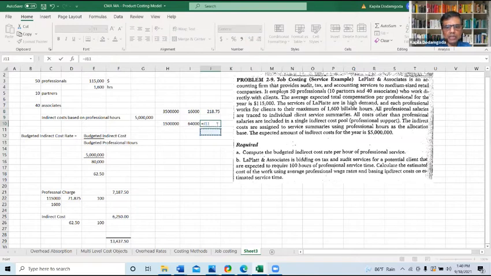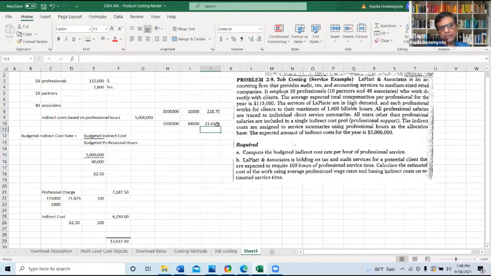That is related to the associate-related overhead base. The cost is low, the hours are more, so only 23. You get it? So then it will be completely different. Completely different in the sense that this cost will also be different if we have the breakdown of the actual cost of the partners and the actual cost of the associates.